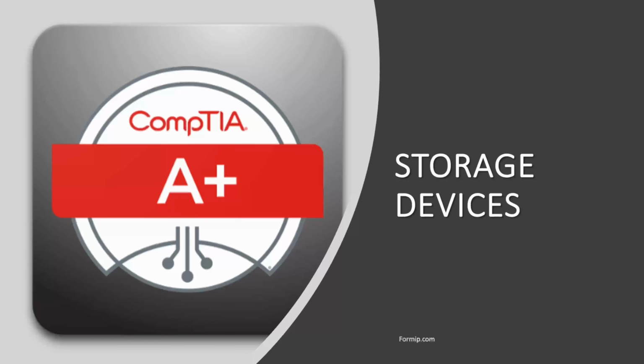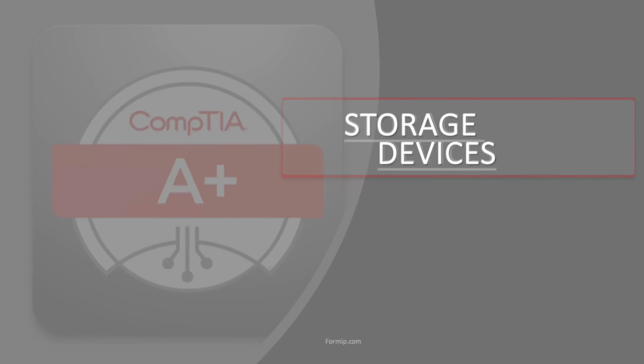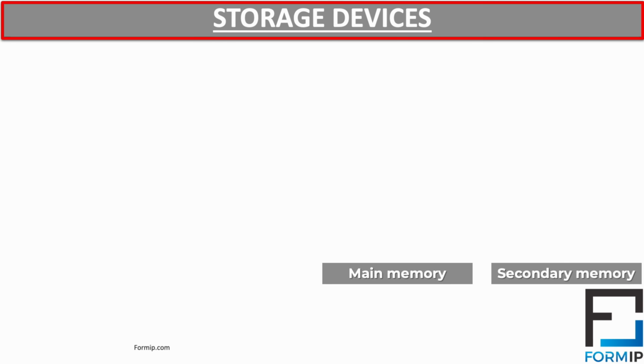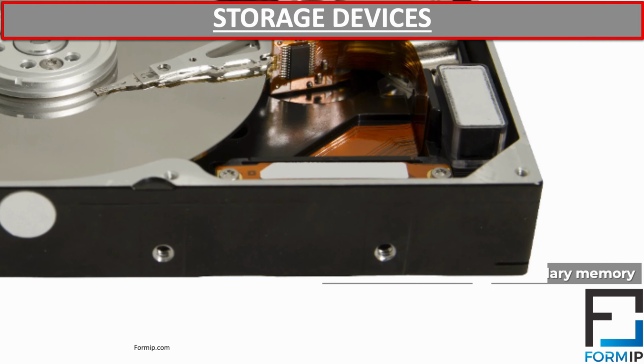Storage devices. A computer has two main types of memory. We have the main memory and secondary memory. The main memory is temporary, which will be discussed later in the course. And the secondary memory is permanent. That's what concerns the hard drive.